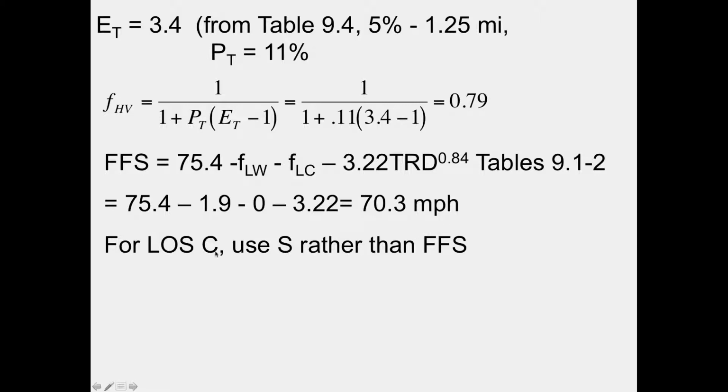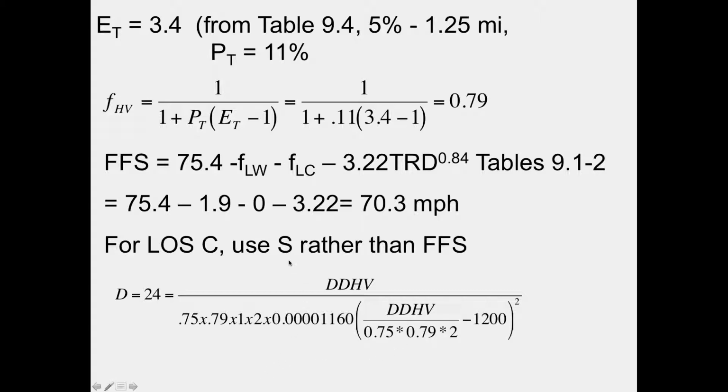But for level of service C with a 70 mile per hour free flow speed, we would use S rather than F, the free flow speed, in the calculation of density, because level of service C falls beyond that dividing line that we saw on the flow curves.